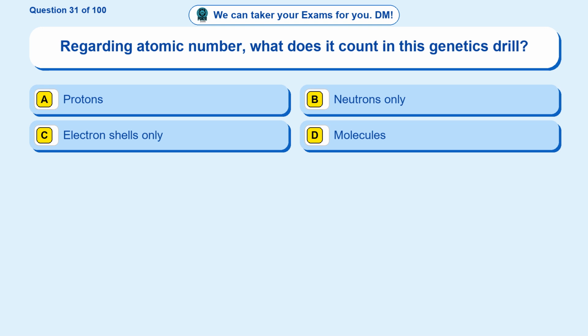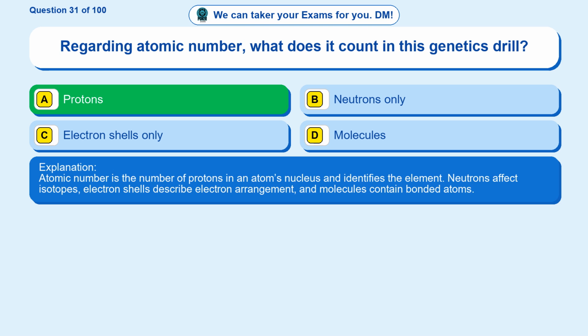Question 31. Regarding atomic number, what does it count in this genetics drill? Option A, protons. Option B, neutrons only. Option C, electron shells only. Option D, molecules. The correct answer is option A. Protons. Atomic number is the number of protons in an atom's nucleus and identifies the element. Neutrons affect isotopes, electron shells describe electron arrangement, and molecules contain bonded atoms.